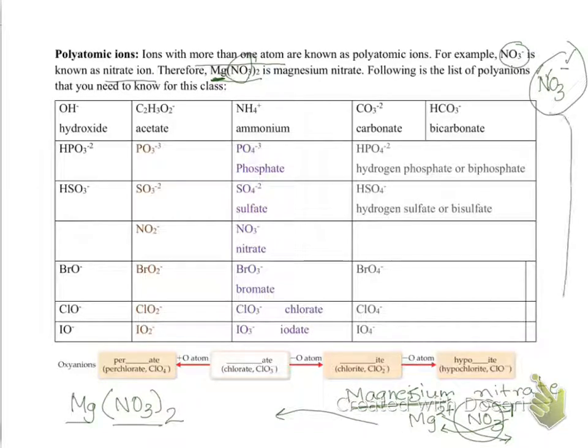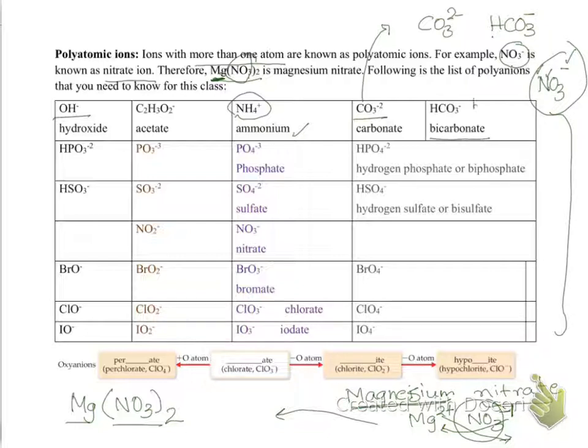Now following is the list of the polyatomic ions that you need to know for this class. If you have NH4 with 1 plus charge, you call it ammonium. C2H3O2 with 1 negative charge is the acetate. OH negative is known as hydroxide. CO3 with 2 negative charge is known as carbonate. If I take carbonate and put one hydrogen in front of it and get rid of one negative charge, it is HCO3, which becomes hydrogen carbonate or bicarbonate.